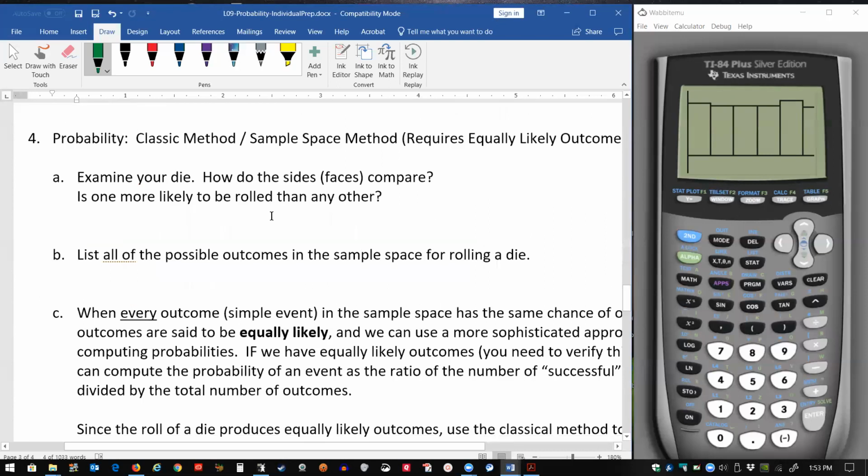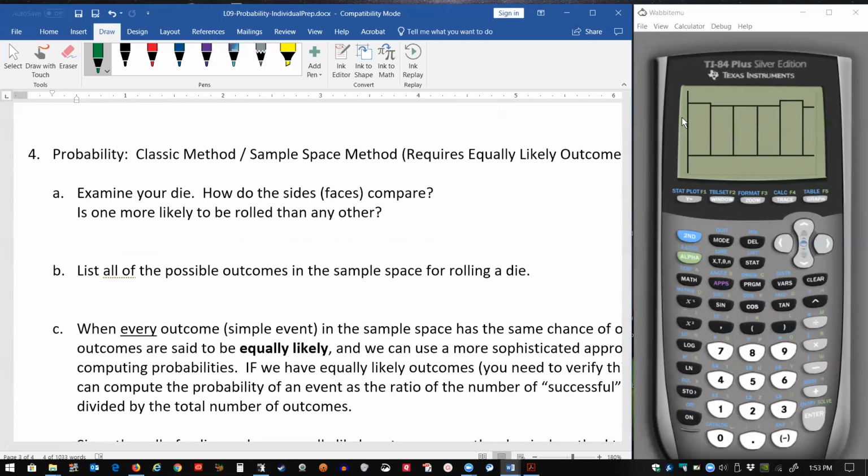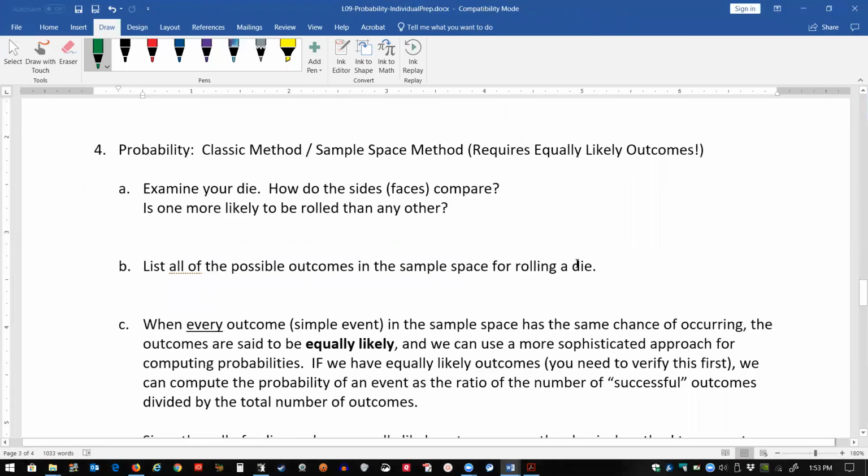Let me discuss those. So we're going to pause on our experimental or relative frequency probabilities for now. And let's jump to the classic method for computing probabilities. Now, the important thing for this one is the classic method is only going to work if all of the outcomes are equally likely. Okay, so if you're rolling a die, it can't be a weighted die. All of the sides have to have the same chance of happening. Flip a coin, both sides have to have the same chance of happening.